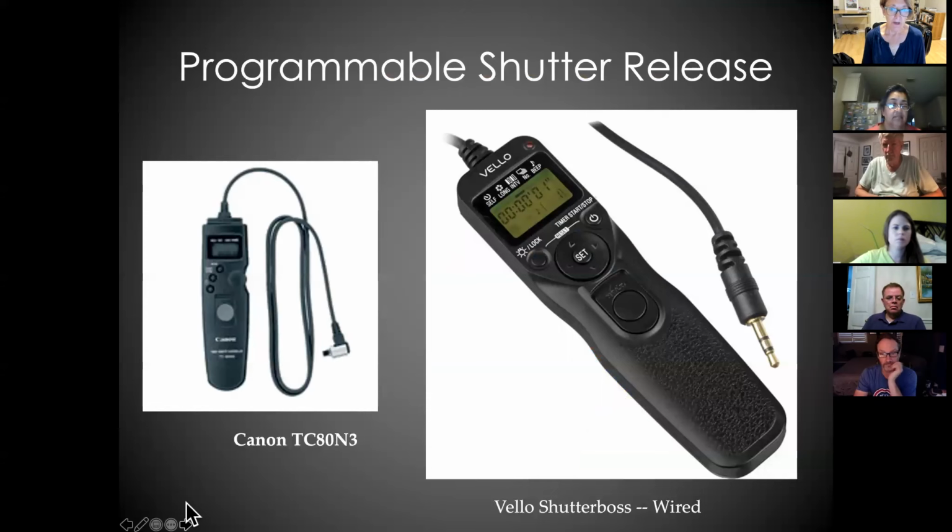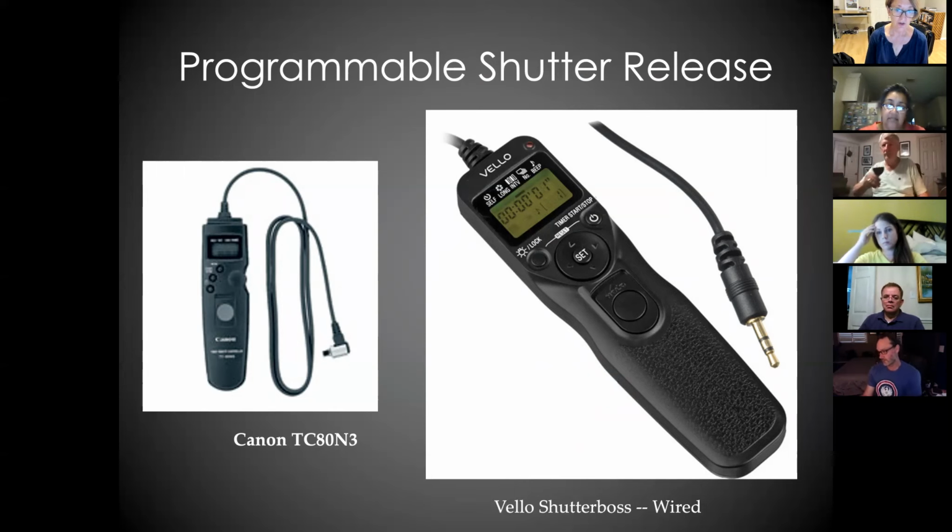And then I'm going to mention this several times because I want to make sure that you buy one of these. And this is the programmable shutter release. Anybody have one already? Yeah, Jim, you've got one. Matt, you've got one. Okay, Christina, you've already got one. Okay, good. Now this is what we're going to use for star trails. And then you can buy the Canon or the Nikon and they'll cost you about $250. Or you can buy the Velo Shutter Boss 2. Do not buy the wireless. It's a piece of garbage and it doesn't work.